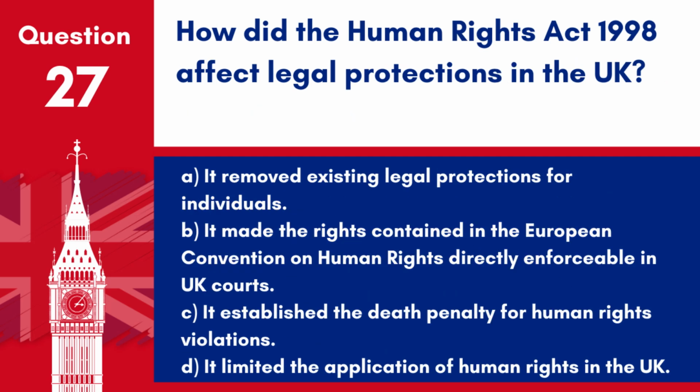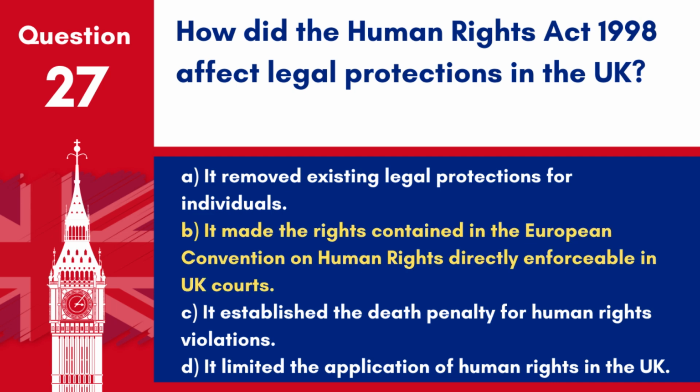Question 27. How did the Human Rights Act 1998 affect legal protections in the UK? A. It removed existing legal protections for individuals. B. It made the rights contained in the European Convention on Human Rights directly enforceable in UK courts. C. It established the death penalty for human rights violations. D. It limited the application of human rights in the UK.